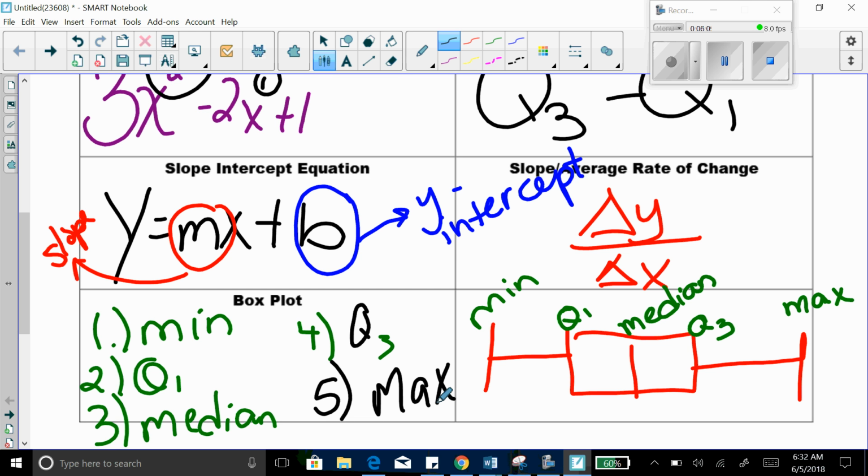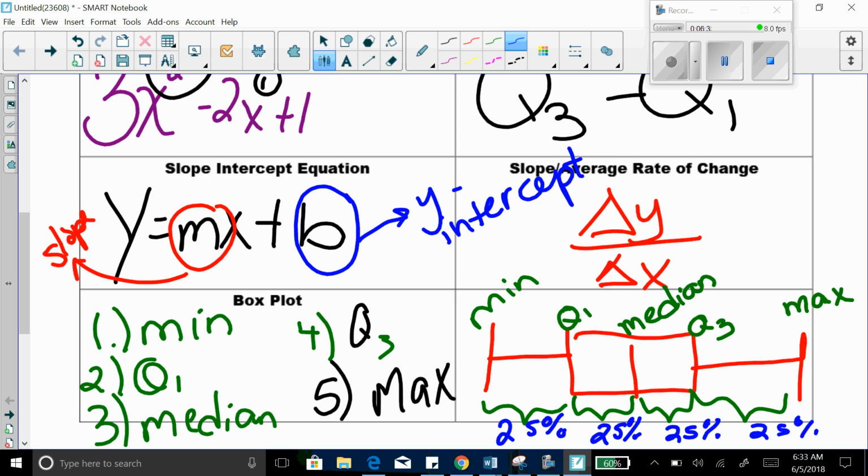And the last thing you need to know about box plots is we talked about this before. Your box plot is broken up into 4 parts: 1, 2, 3, and 4. Each of those parts are worth 25%. So this is 25% of the data, this is 25% of the data, this is 25% of the data, and there's 25% of the data.